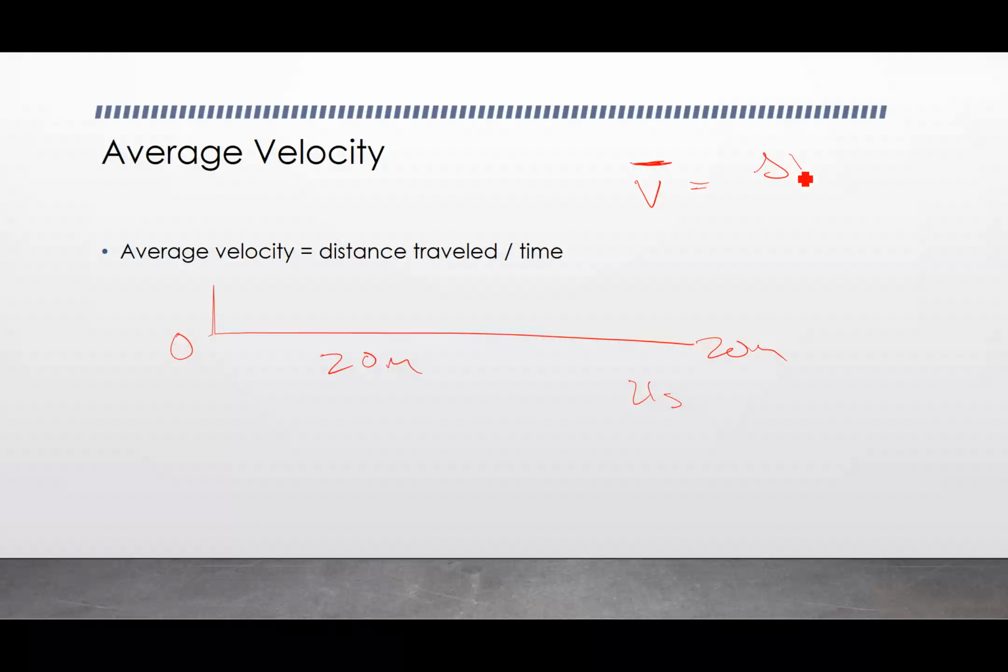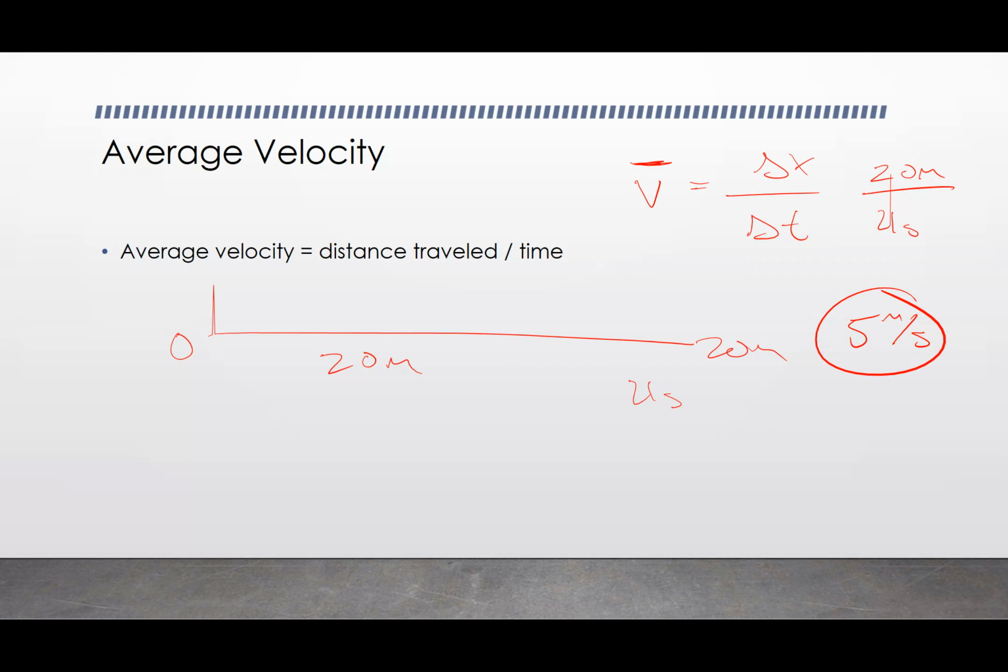So it's the change in x divided by the change in time. And x is my distance. So from point A to point B, 20 meters divided by 4 seconds equals 5 meters per second. So my average velocity here would be 5 meters per second. Easy.